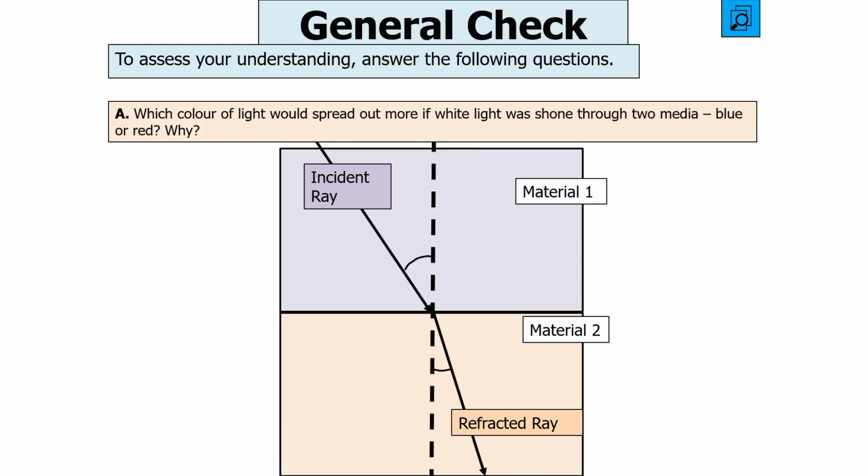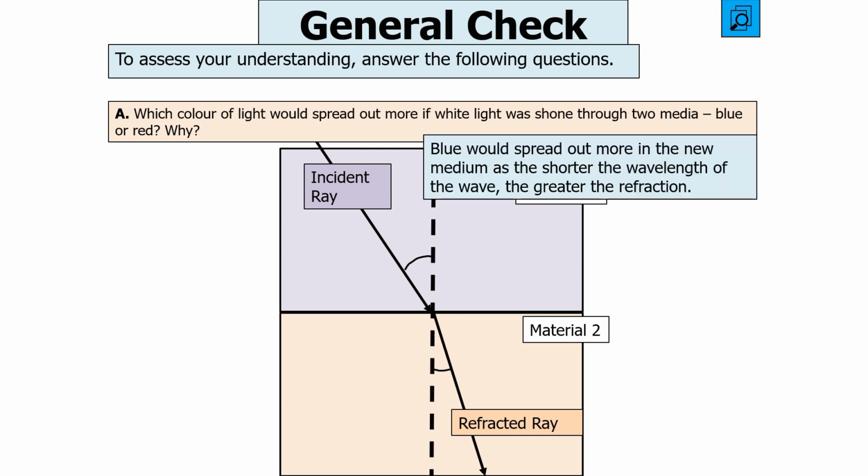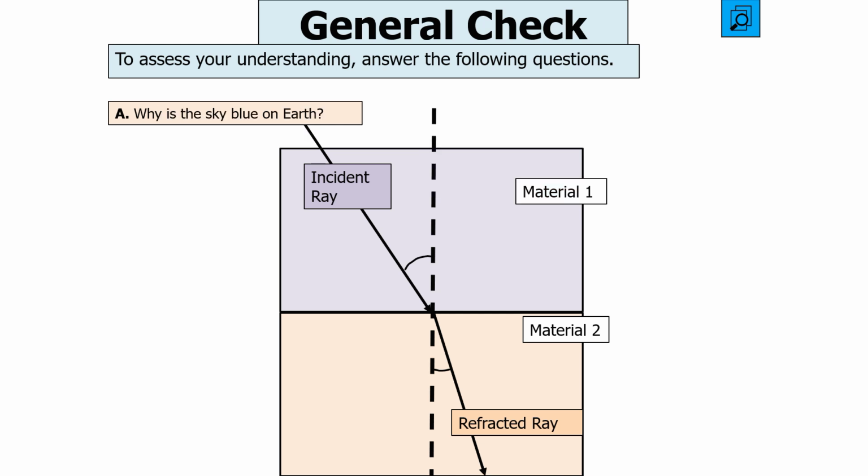Which colour of light would spread out more if white light was shone between 2 media, blue or red, and why? So pause the video now, then unpause the video when you want to go through your answer. Blue light would spread out more on the new medium, as it has a shorter wavelength of wave, giving a greater refraction.